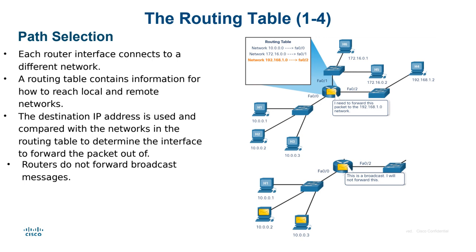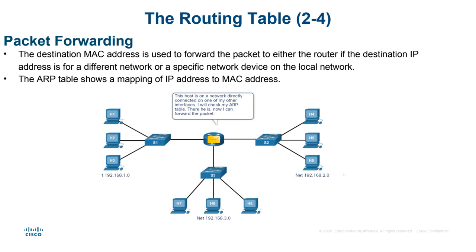Okay, now here they give you an example of a broadcast. If a broadcast is coming from the switch from here to the router, the router will not allow it to bypass. It will be blocked. Okay, understood? So the router will do packet forwarding.